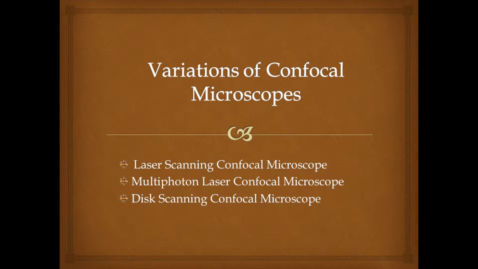What are the varieties of confocal microscopes? Well, there are two main varieties to work with. Variety 1 is the spinning disc confocal. Variety 2 is the laser confocal microscope. Nick mentions two variations of confocal microscopes. They are laser scanning and disc scanning, but there is one more that can be added to the list, and that is the multiphoton laser confocal microscope.